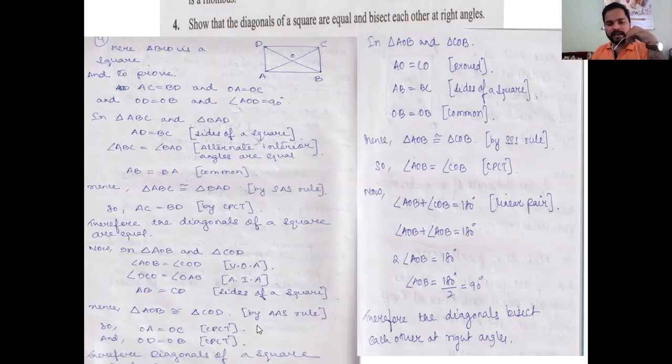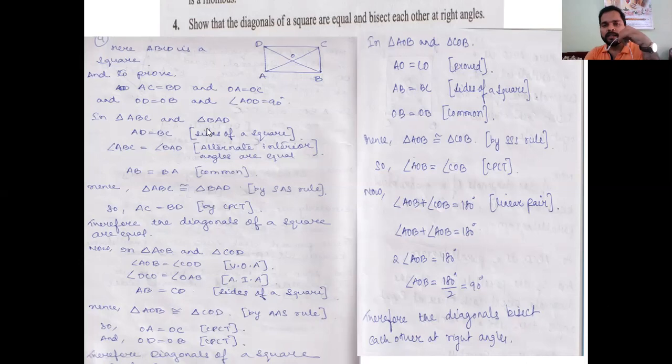Okay. So by angle angle side rule, I can say that the two triangles are congruent. Now if the two triangles are congruent, then easily I can show that OA is equal to OC and OB is equal to OD. So the diagonals of a square bisect each other. Second part is also proved. Two steps already we have shown: the diagonals of a square are equal, and they bisect each other.